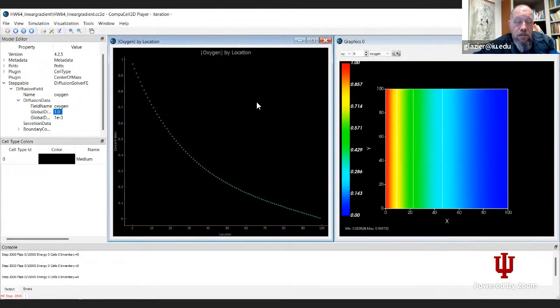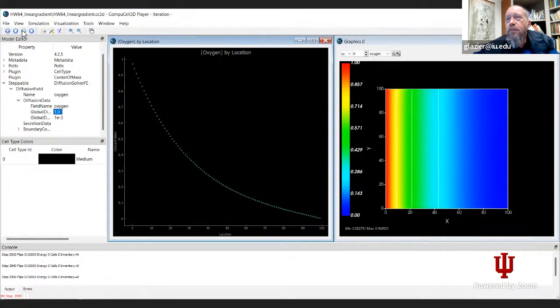For 10 to the minus 3, you expect it to take 1,000 time steps to equilibrate when you make a change. Well, you're at 2,000 time steps now. So why don't you hit pause? And let's change the global diffusion constant to something else. It asks how long does it take to equilibrate. You're on about 3,000 time steps now.